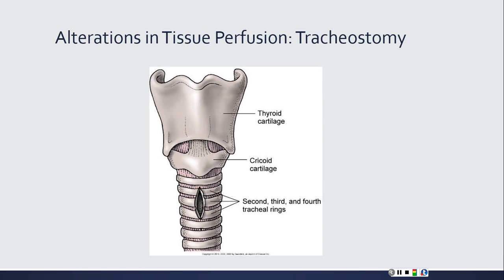This is a look at the location where it would occur. They're going to go between the second, third, and fourth tracheal rings.